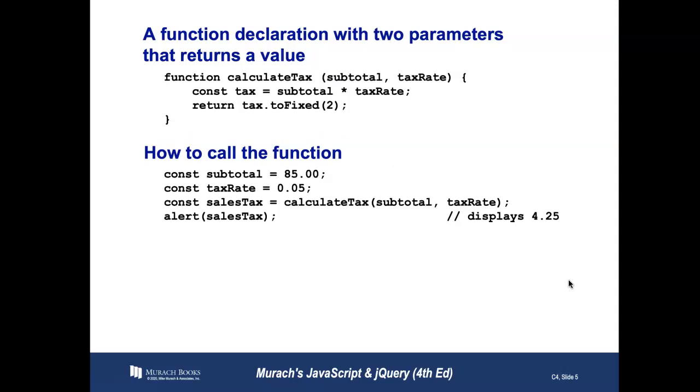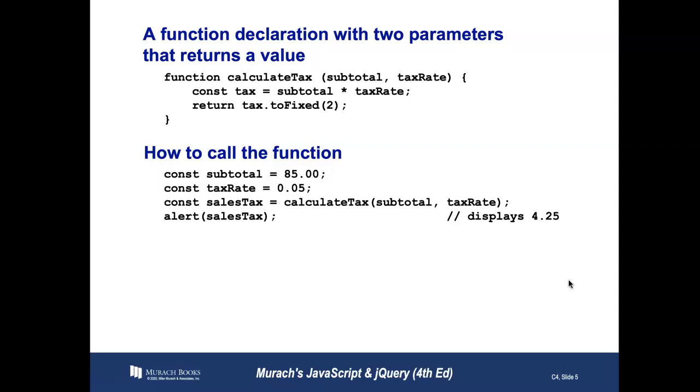So right now we have a function declaration with two parameters that returns a value. We have function calculateTax, which takes two arguments, subtotal and tax rate. We have a constant called tax. It's constant because it equals the same thing every time. It's not changing within the bounds of the script. So we're carving out the least amount of memory because we don't need to change it. So const tax equals subtotal multiplied by the tax rate.